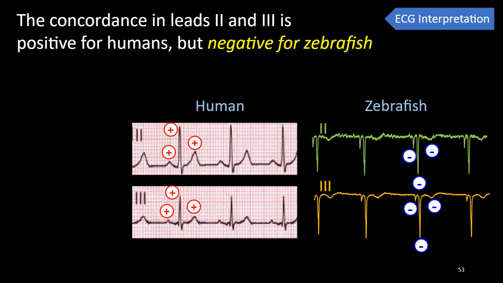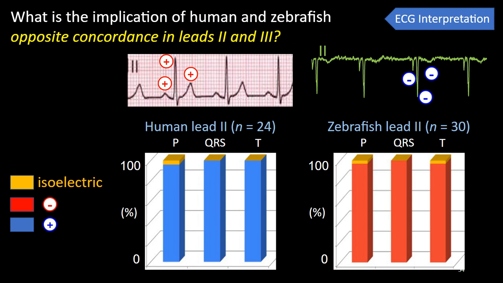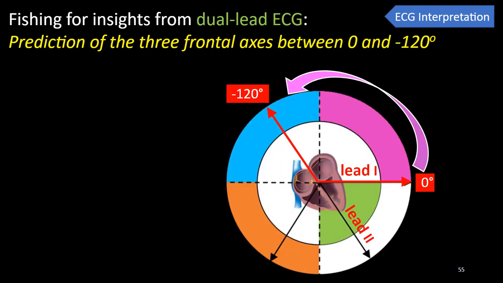In contrast, one key difference between the two triangles is the opposite polarity concordance of the three ECG components in leads 2 and 3. The concordance in leads 2 and 3 is predominantly negative for fish, but positive for humans. So what's the implication of this finding? The implication is that the zebrafish frontal axes should be somewhere between 0 and negative 120 degrees.